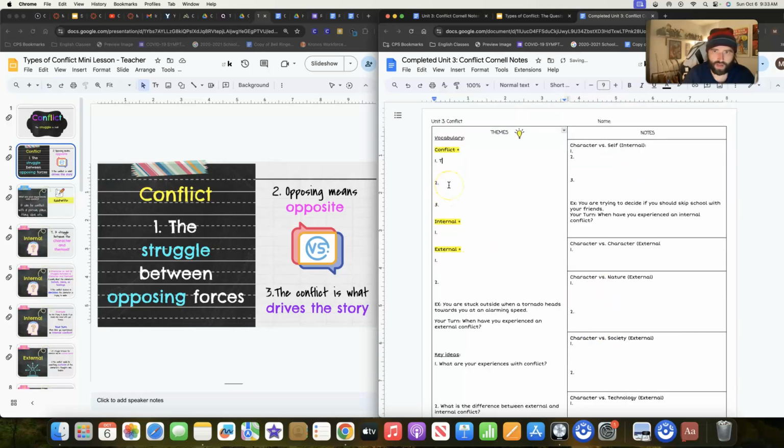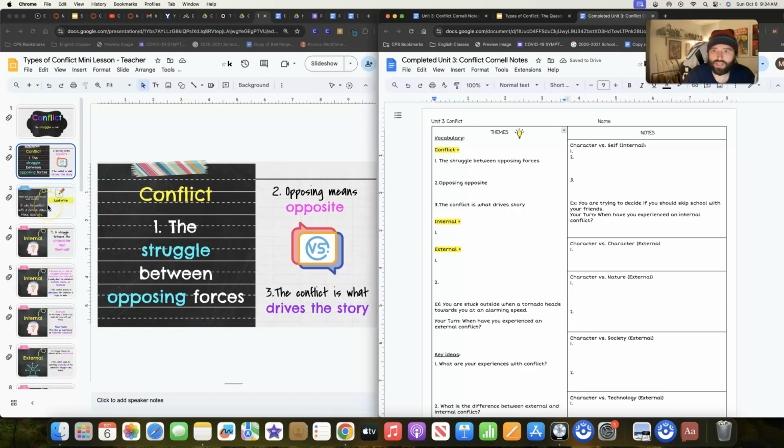So in looking here, conflict is the struggle between opposing forces. Now opposing also means opposite. So the struggle of opposing forces. The conflict, as we've already talked about, is what drives the story. So without conflict, you do not have a story. You must have conflict to have a story.